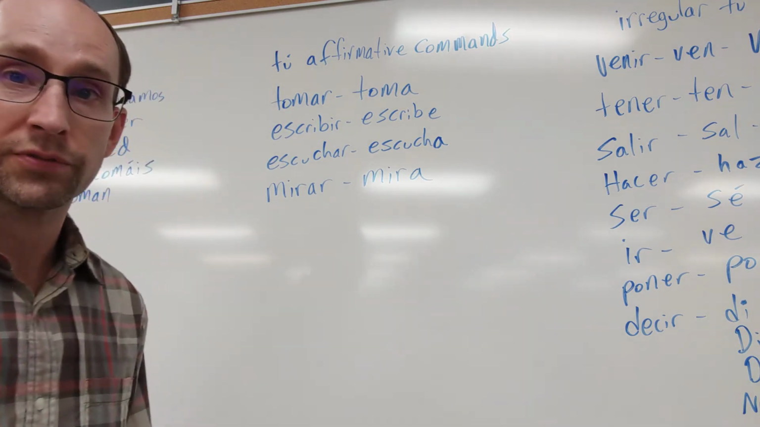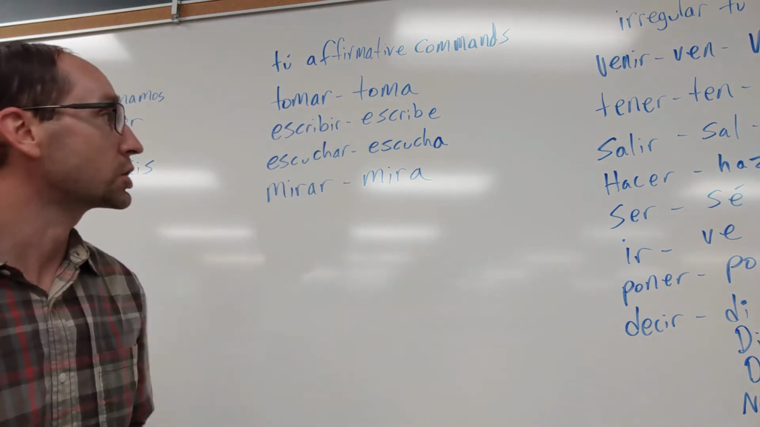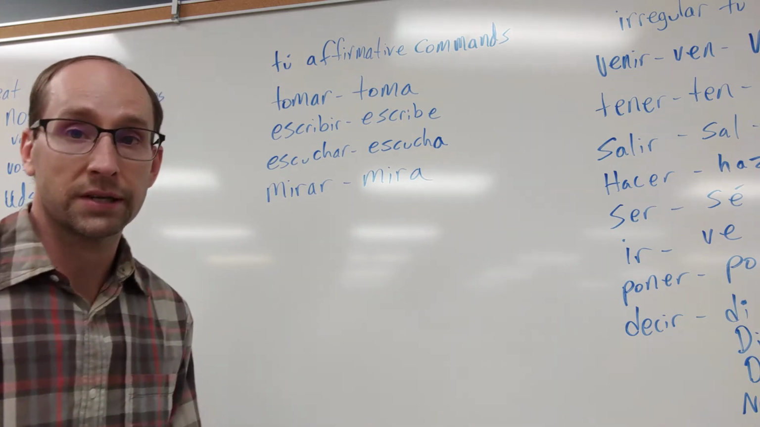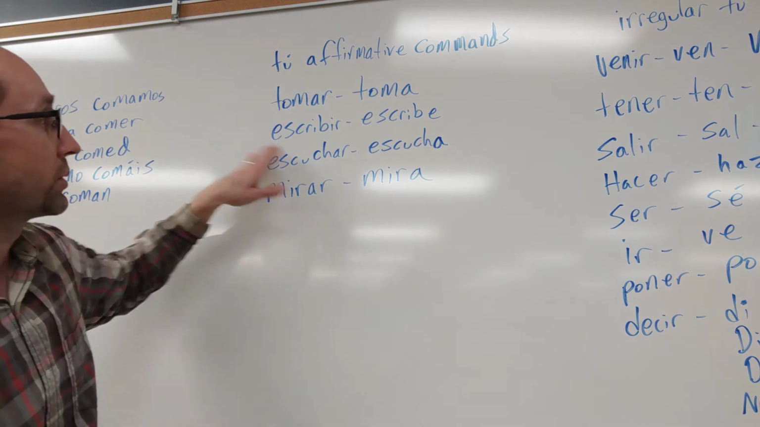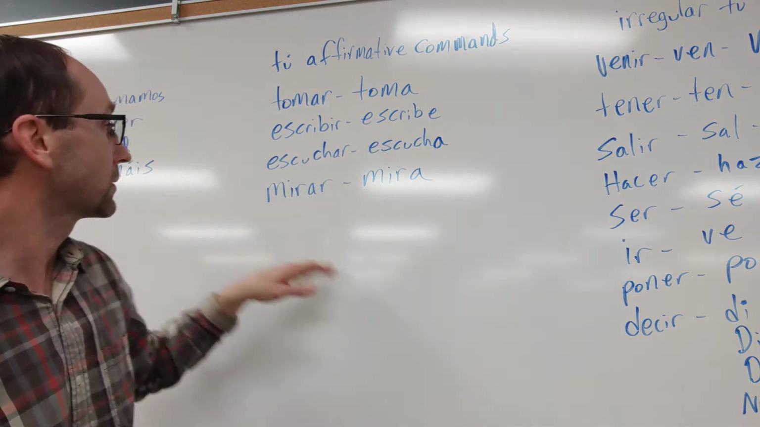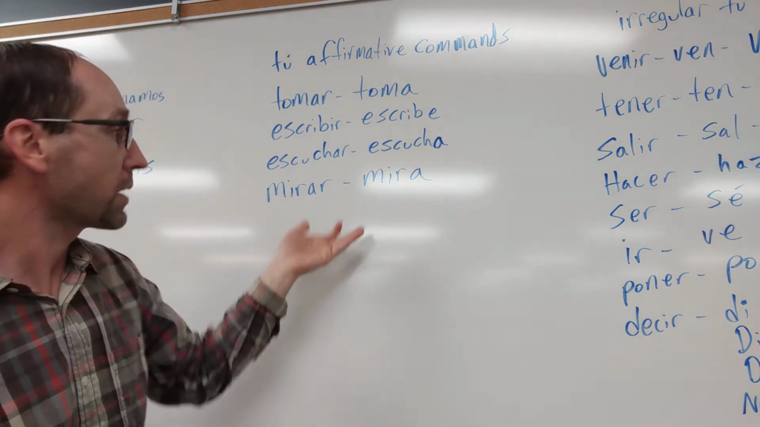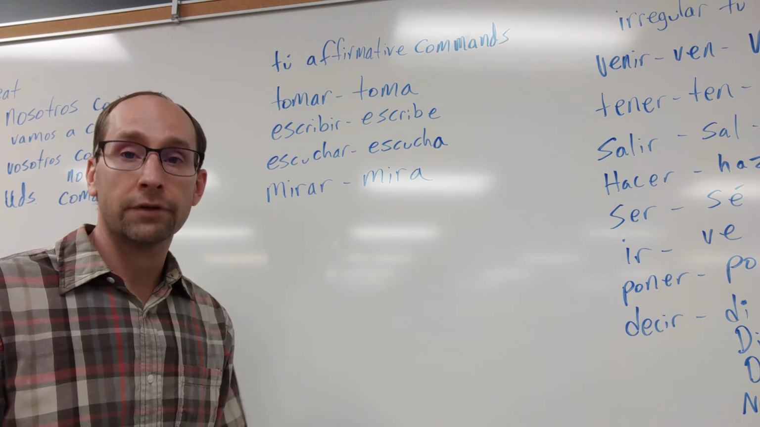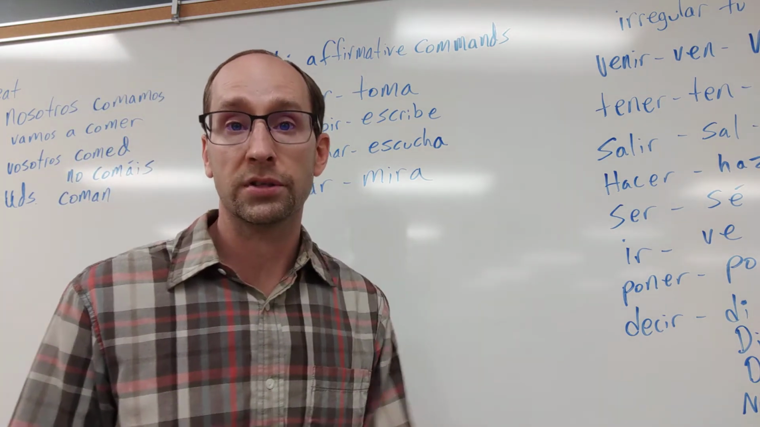But again, the rule for the tú affirmative commands is that it's going to be the same as the he, she, it, usted form in a typical present indicative verb. So tomar, toma, take. Escribir, escribe, write. Escuchar, escucha, listen. Mirar, mira, watch. Those are some regular affirmative tú commands. Now the tricky part is there's a bunch of irregular ones that we're going to take a look at.